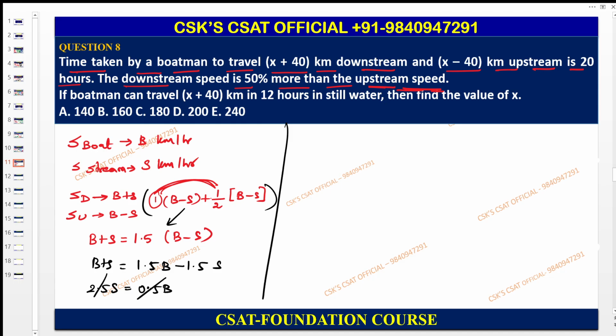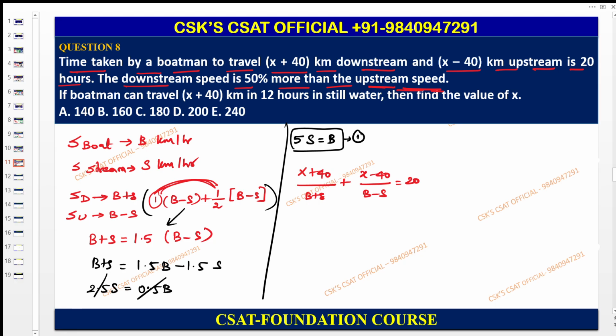The actual upstream means we need to subtract. So therefore b minus s, or else you can put it like that, b minus s plus 50% is nothing but 1 by 2 of b minus s. So this is the full complete one. 1 plus 1 by 2 is nothing but what? 1.5 only. 3 by 2 is nothing but what? 1.5 only. So in that manner also you can take it, anything is completely fine.